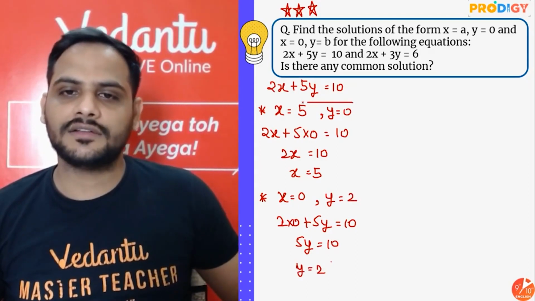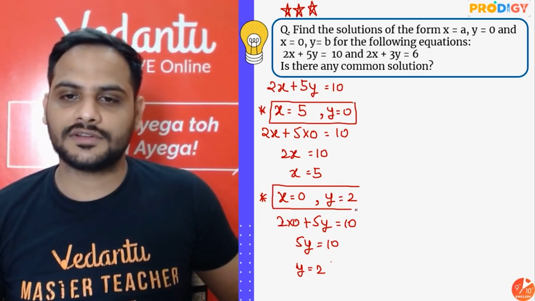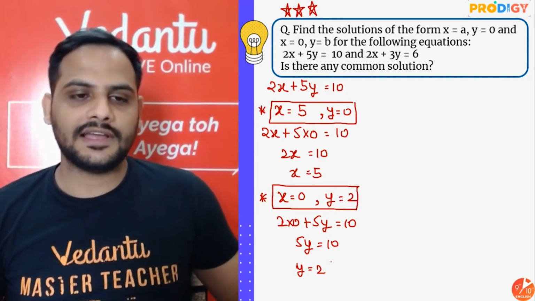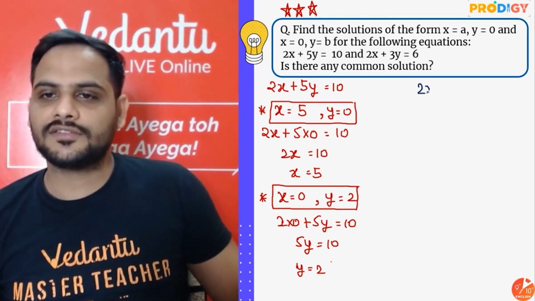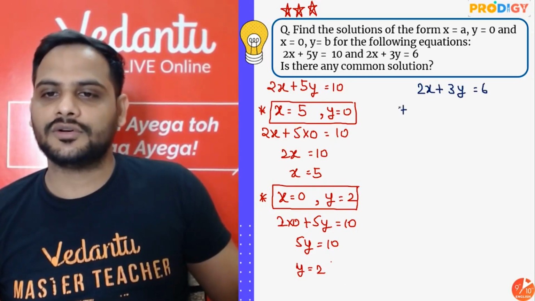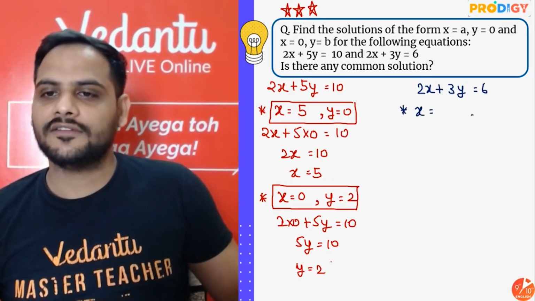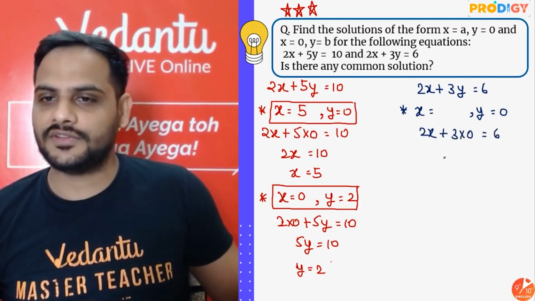So these are the two solutions of this first equation. Okay. Similarly, guys, let's find out the solution for the second equation: 2x plus 3y is equal to 6. So let's say what is x when y is equal to 0. So 2x plus 3 into 0 is equal to 6.